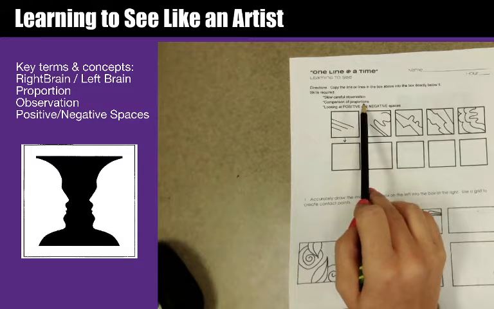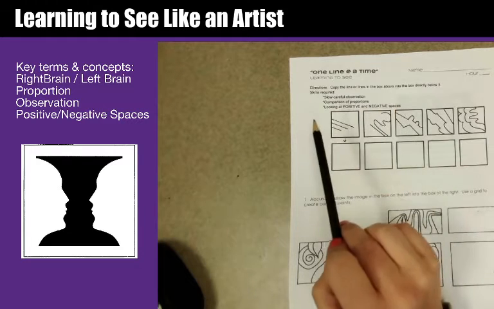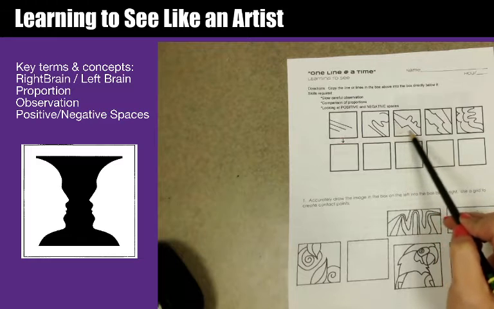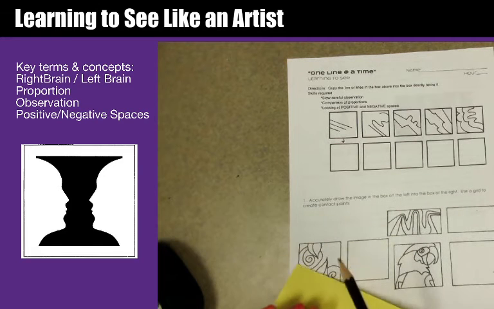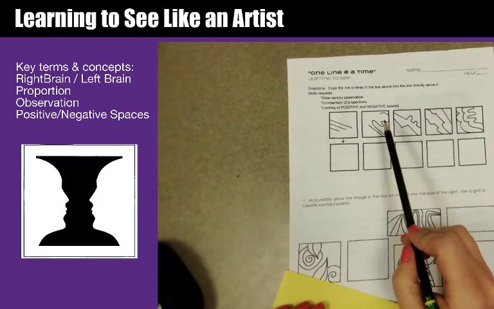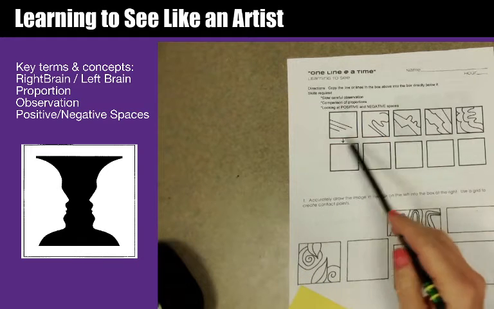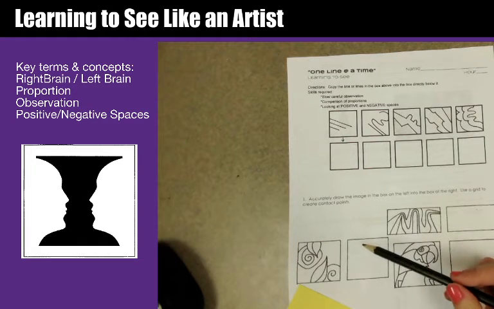So we just started looking at that in the last activity, looking at positive and negative spaces. Sometimes it's easier to look at the in-between space and see if that is the right shape. So what I'm going to do is show you how to do this one, and then you're going to apply that for all of these and these. It gets even more complex.